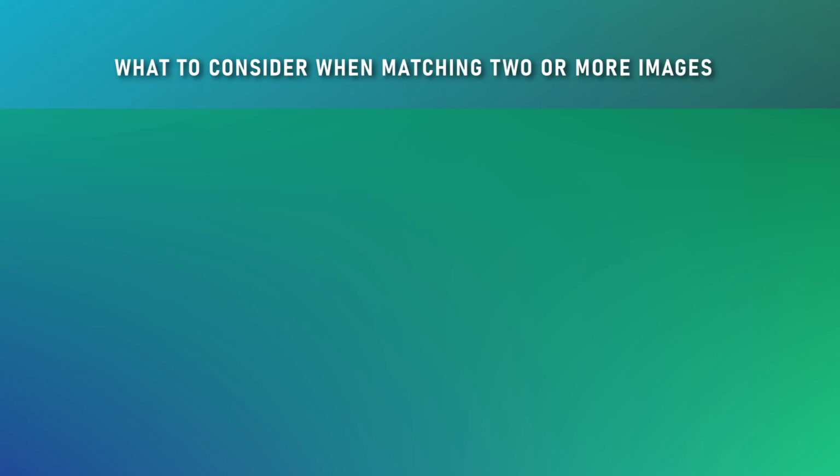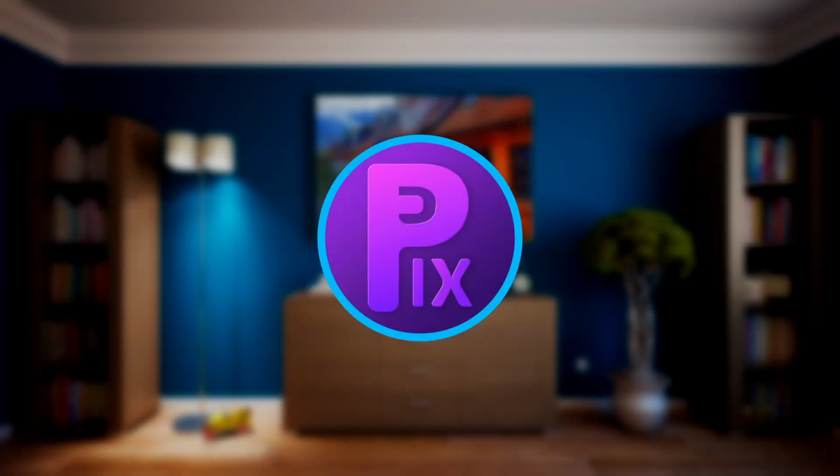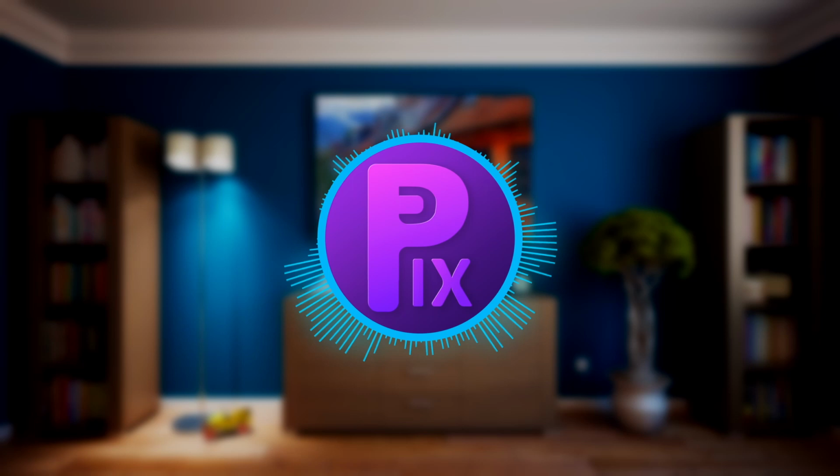But let's understand what to consider when matching two or more images. First, match luminosity levels. Then match saturation, but only if your images have increased saturation. Finally, match the color. But before we get to the tutorial, let's learn something about luminosity levels.